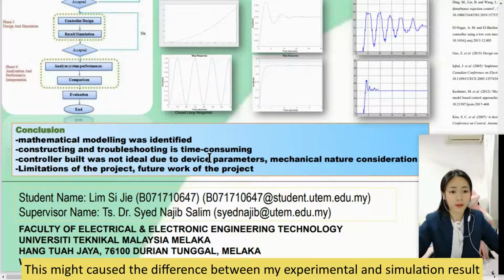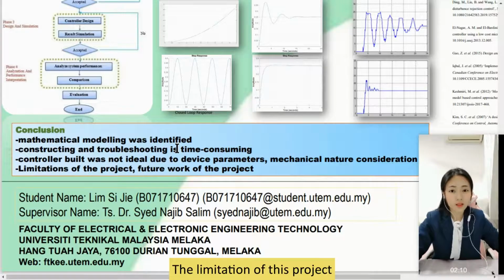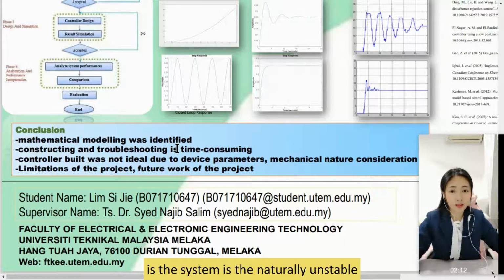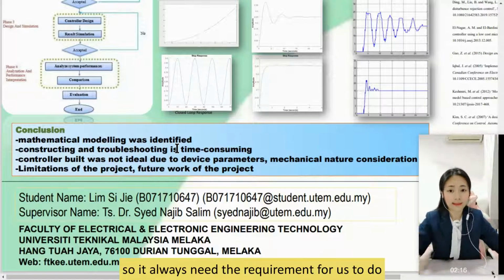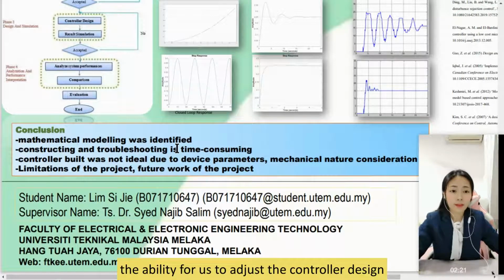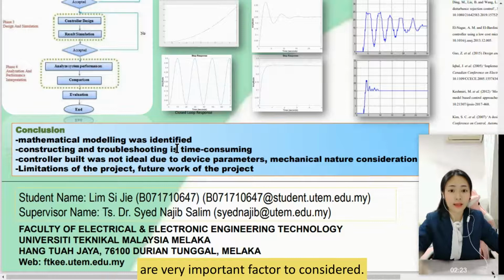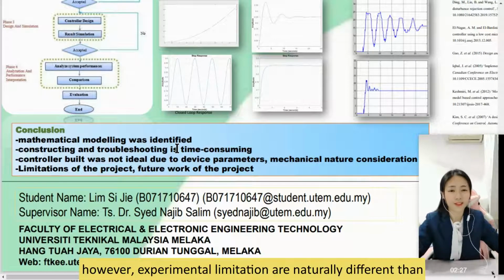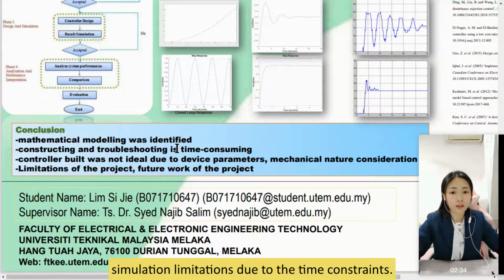The consideration of mechanical nature might cause the difference between my experimental and simulation results. The limitation of this project is that the system is naturally unstable, so it always requires us to do adjustments. So the ability for us to adjust the control design is a very important factor to consider. However, experimental limitations are naturally different from the simulation limitations due to the time constraint.